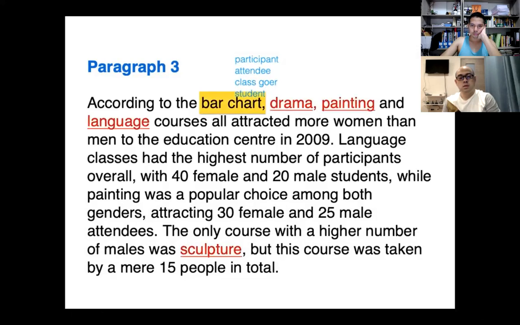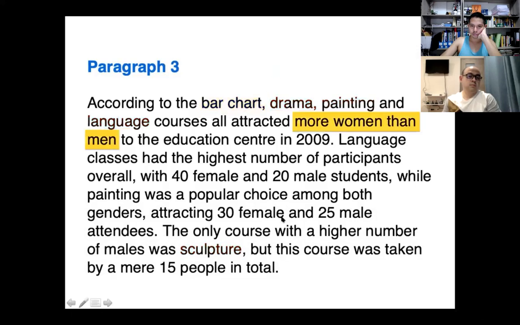According to the bar chart, 4 elements should be shown in this paragraph, right? More women than men, you should compare. Both genders, compare. 40 and 20, give numbers. 30 and 25, give numbers. You should always give numbers. 15 people in total, give numbers, okay? It's always important to give numbers.